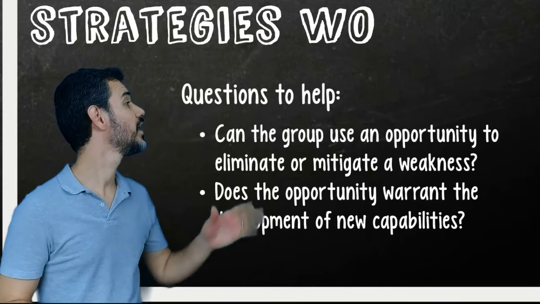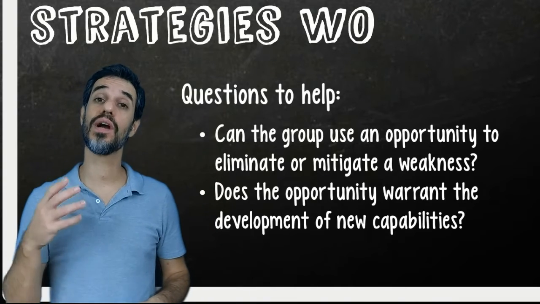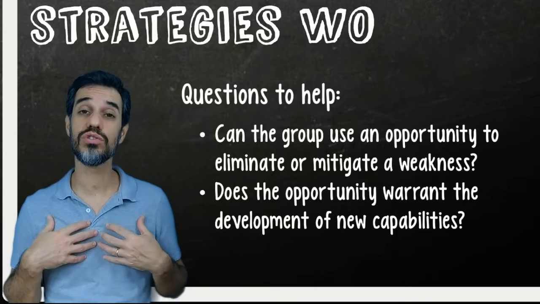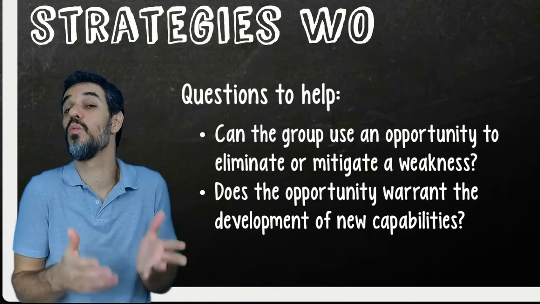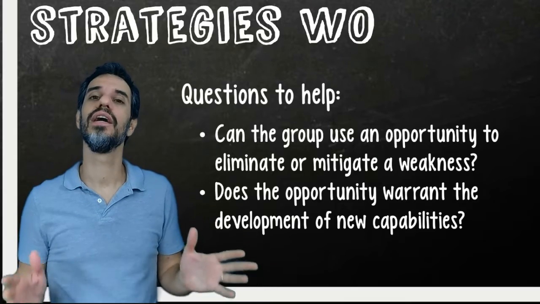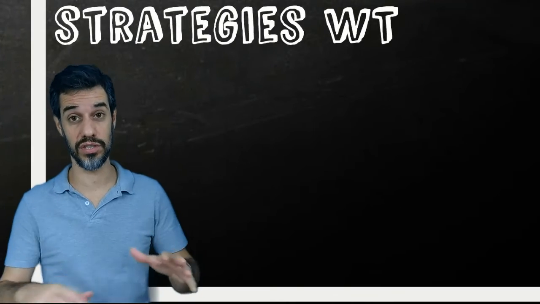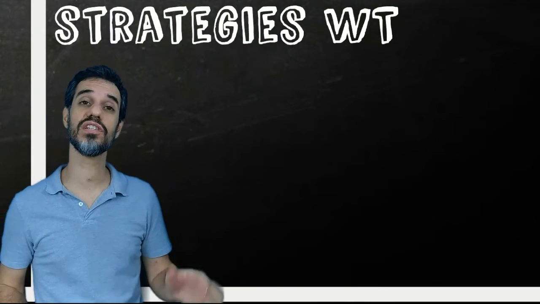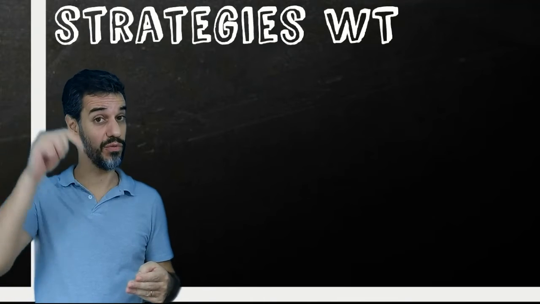Next question. Does the opportunity warrant the development of new capabilities? May I use those opportunities to develop a capability or something that we were weak on and try to make us stronger? And in the last cell of this matrix, we have strategies WT, or weaknesses with threats.